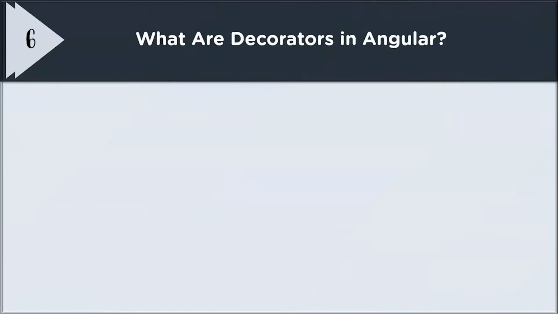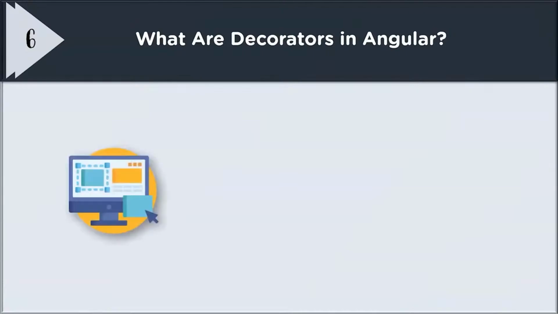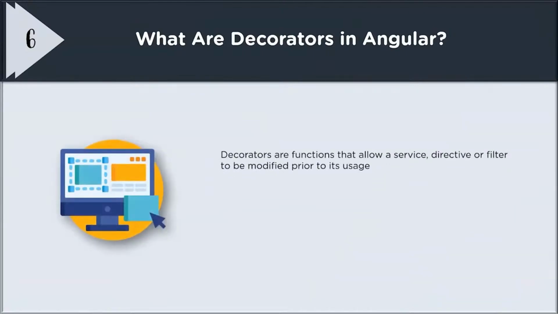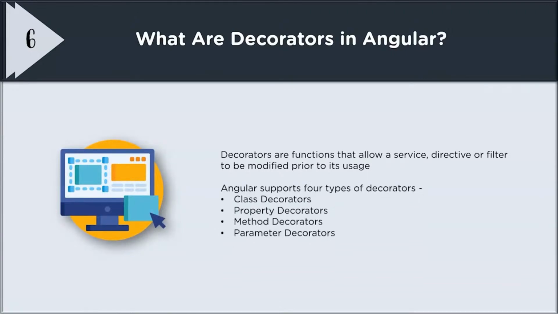Next up, what are decorators in Angular? Decorators are a design pattern or functions that define how Angular features work. Now they are used to make prior modifications to a class, service, or filter. Angular supports 4 types of decorators, namely class decorators, property decorators, method decorators, and parameter decorators.